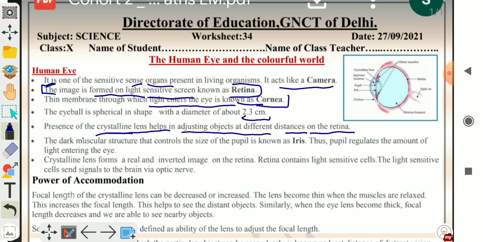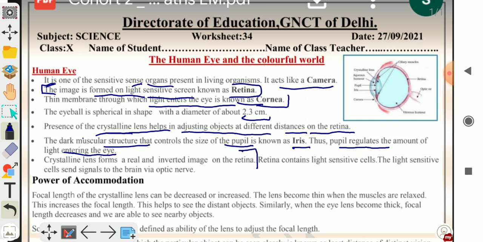The dark muscular structure that controls the size of the pupil is known as iris. Iris क्या होती है? It's a muscular structure and it controls the size of the pupil. Pupil क्या होती है? Pupil is an opening through which it regulates the amount of light entering the eye. आँख में अंदर आने वाली लाइट की अमाउंट को रेगुलेट करता है. It is an opening.